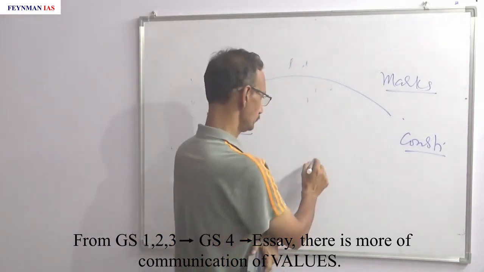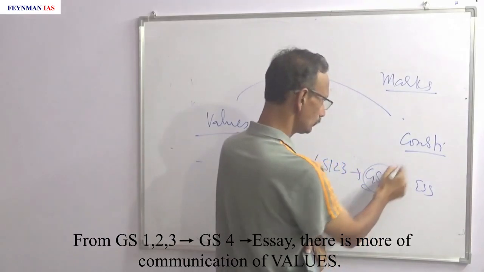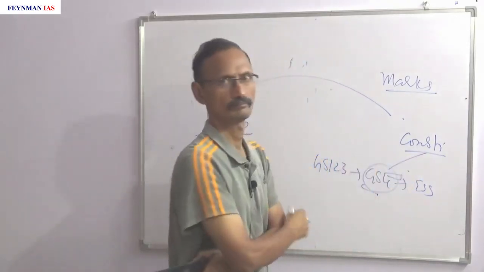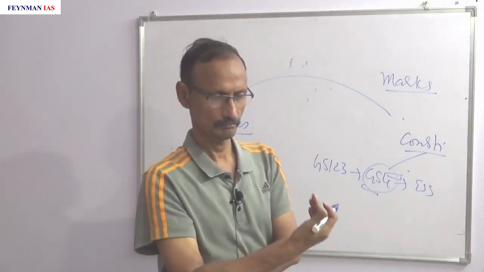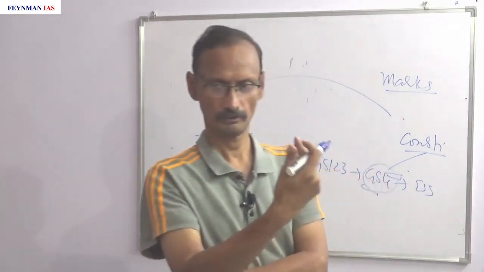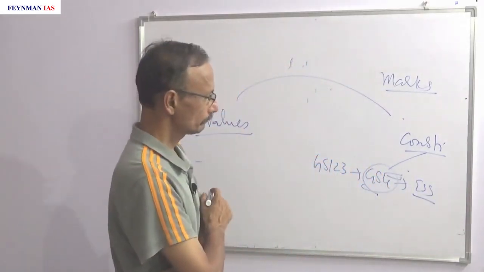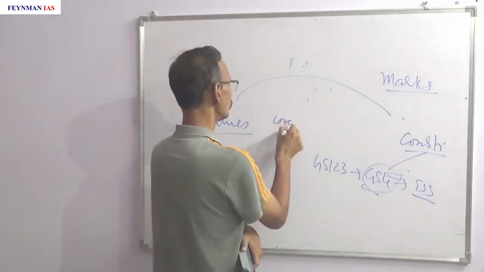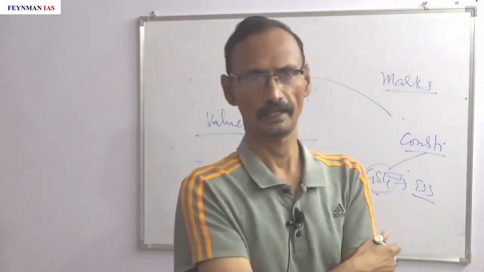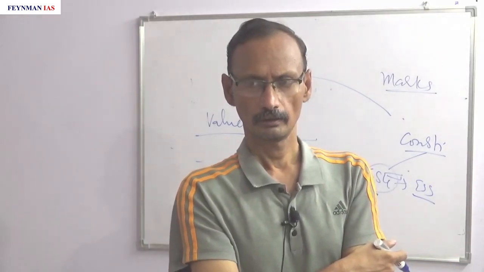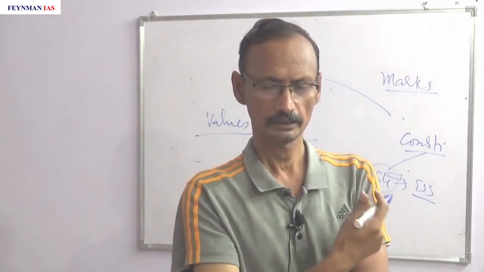There is a continuity here. This is another continuity. GS 1, 2, 3 to GS 4 to essay is about value communication. In GS 4 you convey values, but not taking so much time because you have to answer so many questions. Here it is focused. What is meant by conveying values? There is a core topic. For example, some Land Acquisition Act. If you are writing an essay from section B, section B conveys GS related issues.